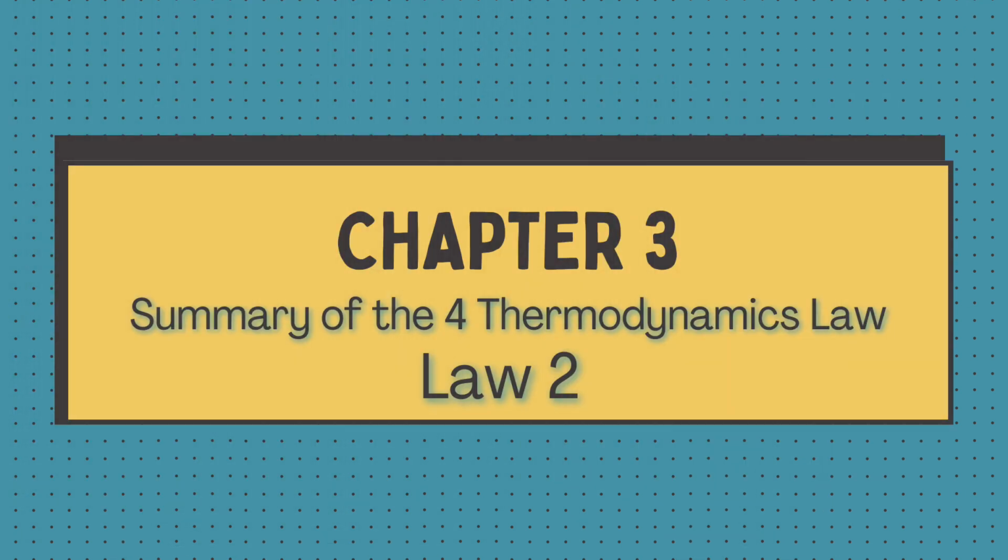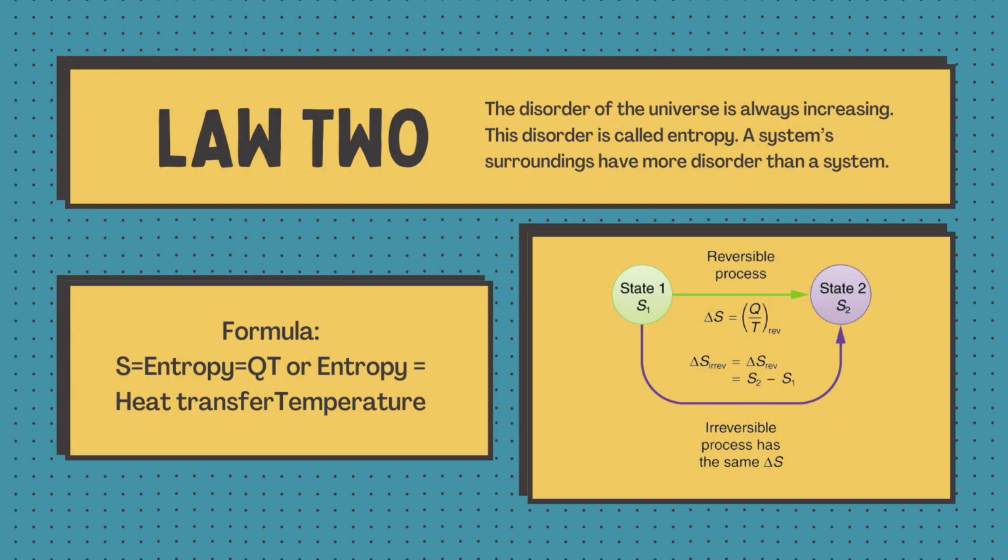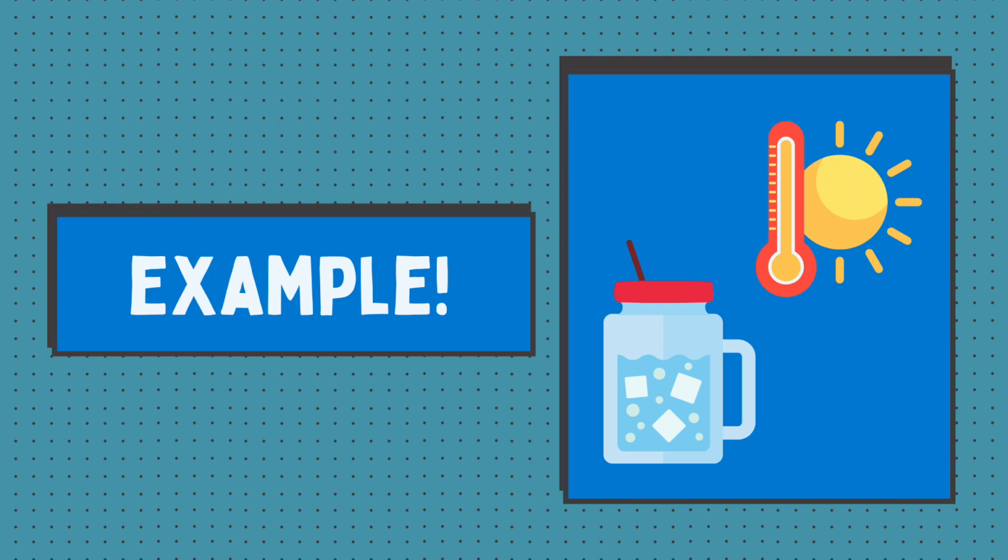The second law of thermodynamics. In summary, the second law of thermodynamics is that the disorder of the universe is always increasing. This disorder is called entropy. A system's surroundings will always have more disorder than the system itself. In real life, we can see the second law of thermodynamics in action as heat transfers from hot objects to cold objects because of the irreversible process of entropy.